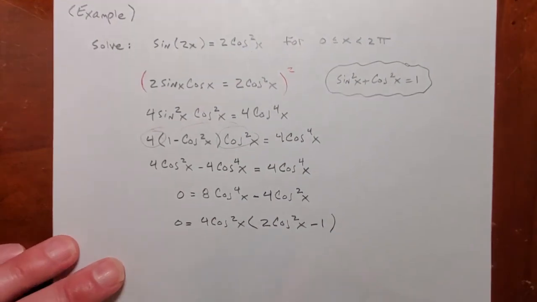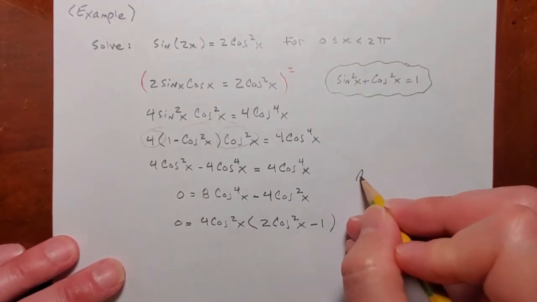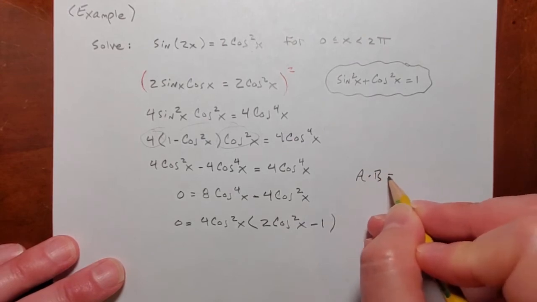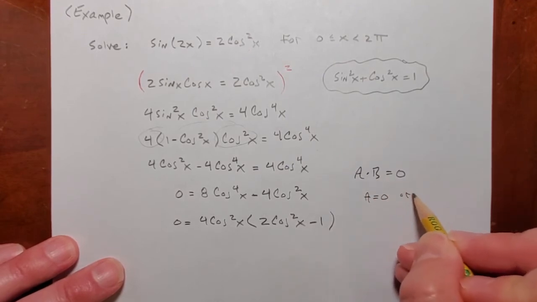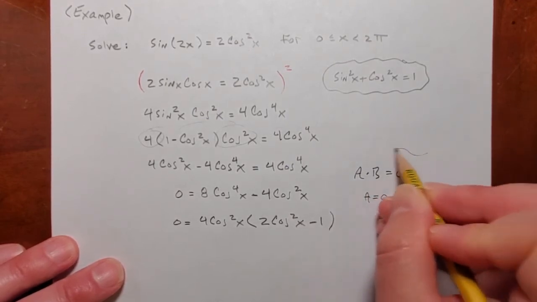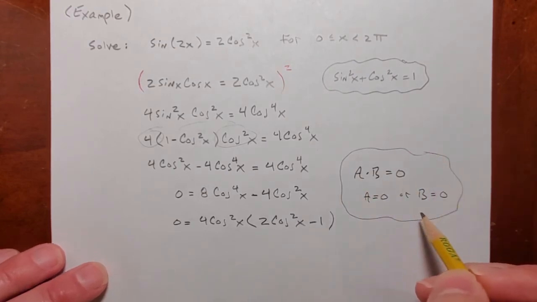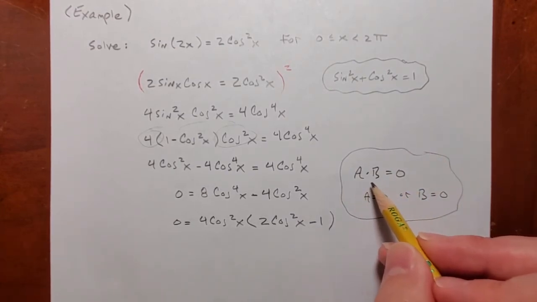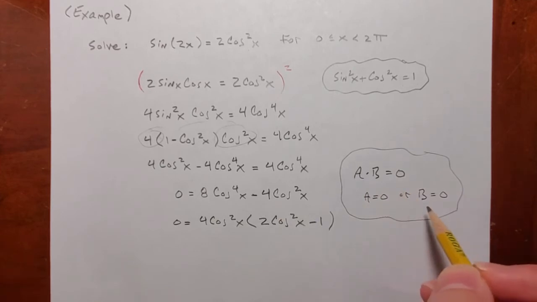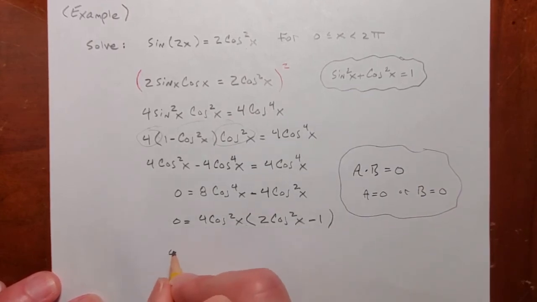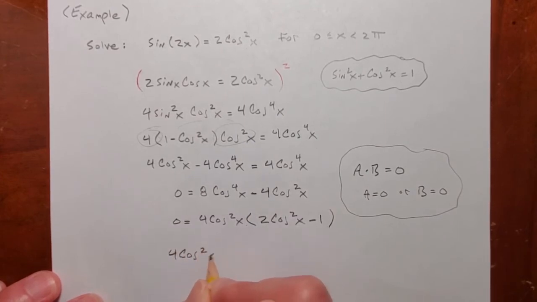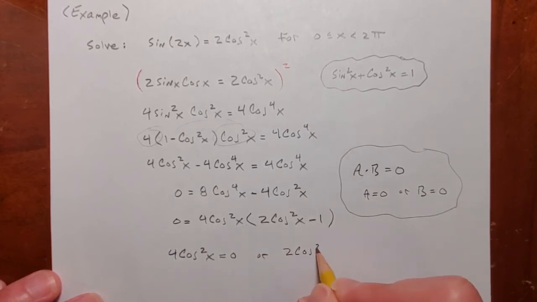Now, there's this principle of algebra. It says if one thing A times another thing B equals 0, then either A is 0 or B is 0. I hope that's not too far out there. The only way to multiply two things and get 0 is to multiply by 0. One of the things has to be 0. That's what's going on here. I have this times that, so either this first thing is 0 or the second factor is 0.